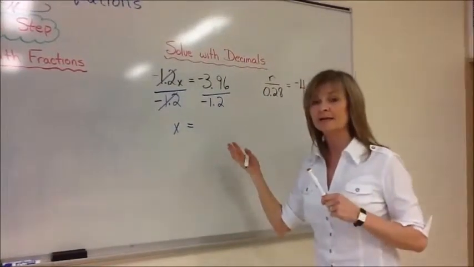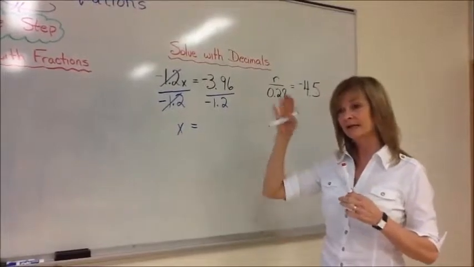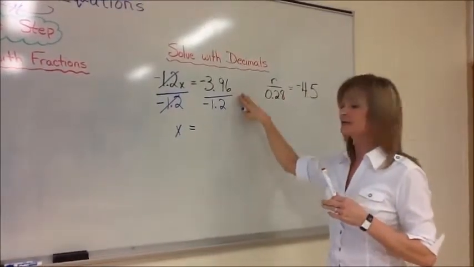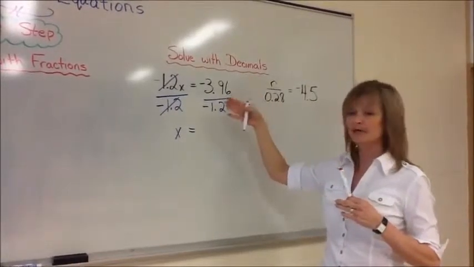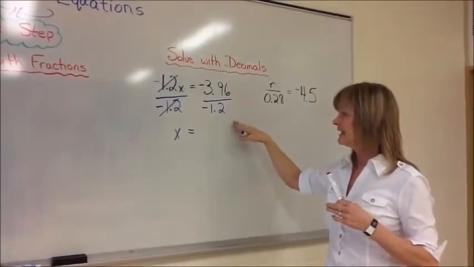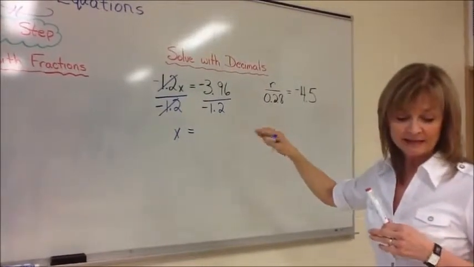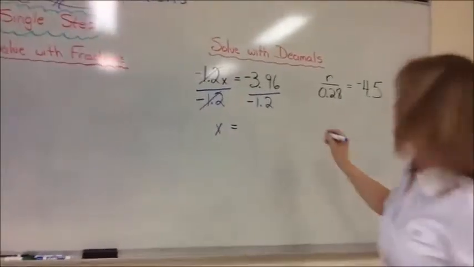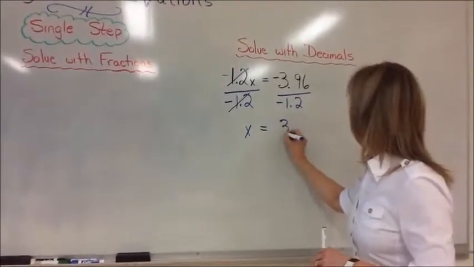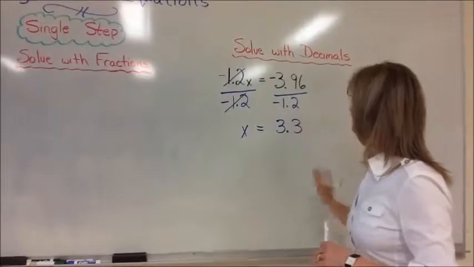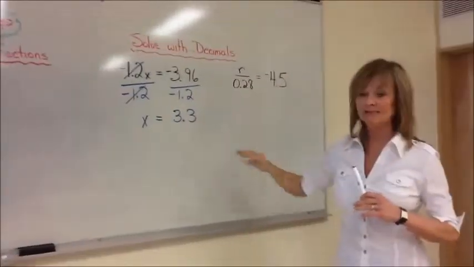And use your calculator. If you have a calculator with the negative and plus symbol on it, that's what you need. You put in 3.96, press your negative button, divide 1.2, press your negative button, and then you should end up with, just double check here, 3.3. So a negative divided by a negative will give you a positive.